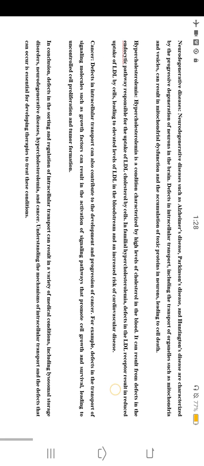How is cancer happening? Growth factors can result in activation of signaling pathways that promote cell growth and survival, leading to uncontrolled cell proliferation and tumor formation. So, learning about all these problems can help in the development of new drugs to treat these conditions.